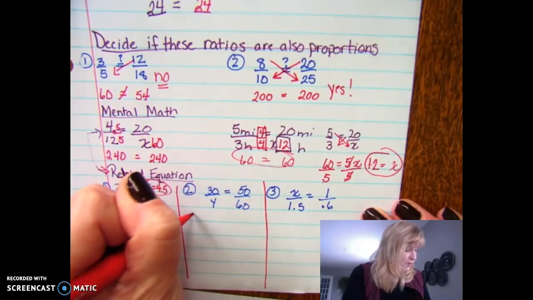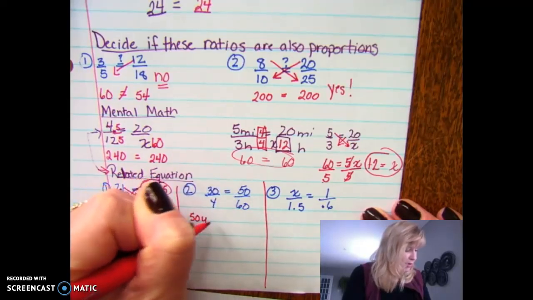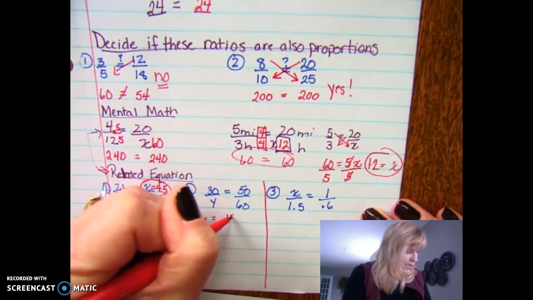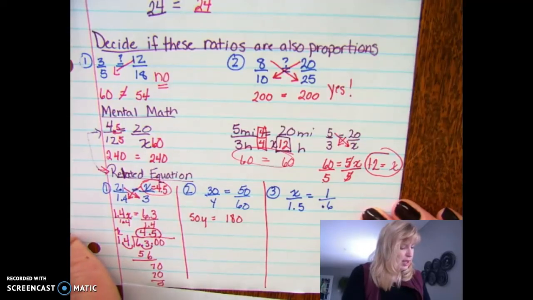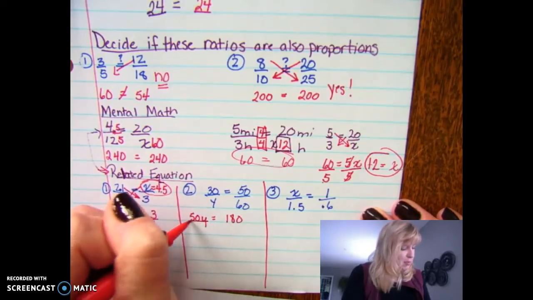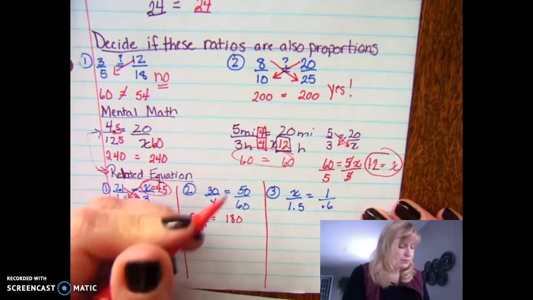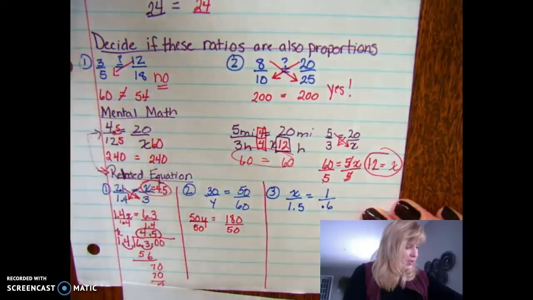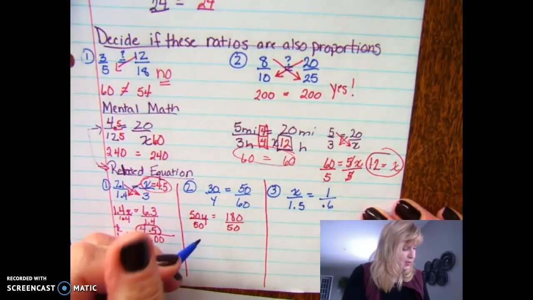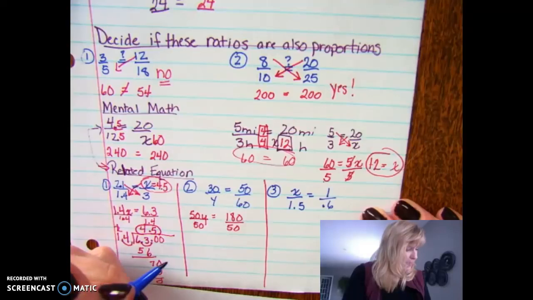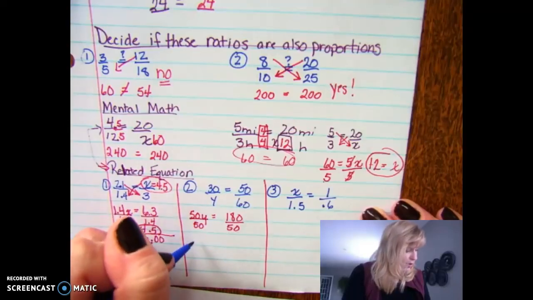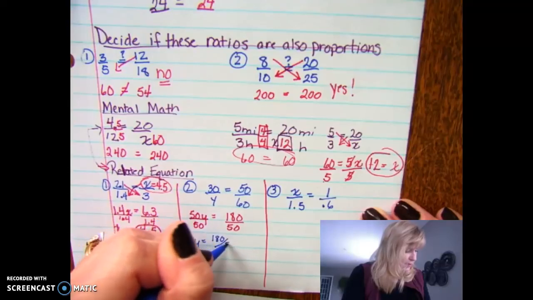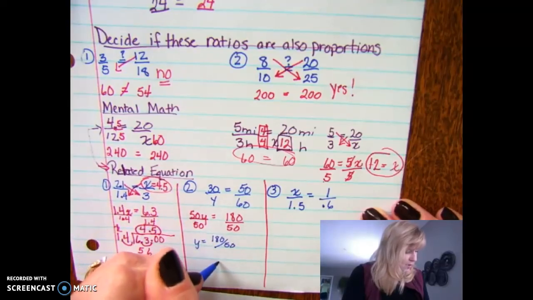So I have 50 times y is equal to 180. Okay, so now I'm going to divide both sides by 50. And I'm going to change colors so you can see a little bit better what to do here. I have y equals whatever 180 divided by 50 is. So I'll do that right here.